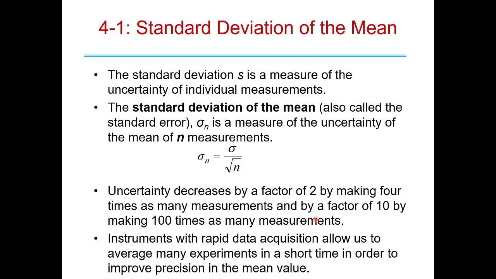So that's a little introduction to statistics. So our standard deviation in the mean will be our typical way of reporting an uncertainty in a mean value, at least until we learn about something called confidence intervals.